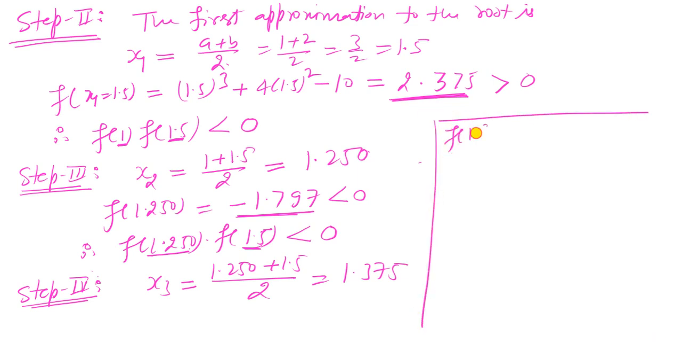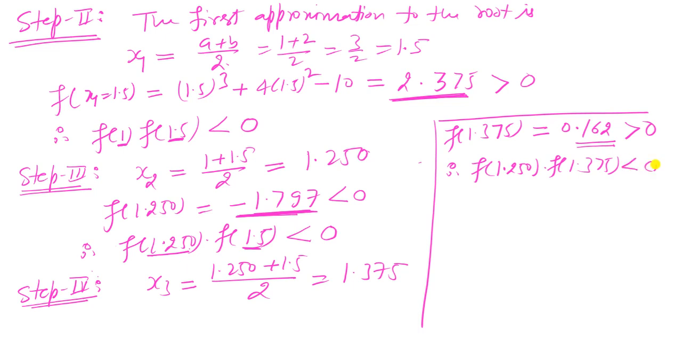So here f(1.375) is 0.162, which is positive. This functional value is positive, but in step 3 the functional value is negative. So therefore the product of both the functional values, f(1.250) into f(1.375), is negative. That is, now the root is lying between 1.250 and 1.375.